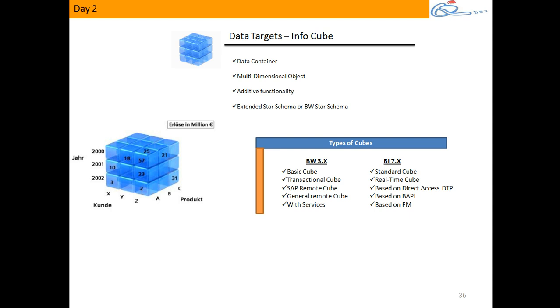So how those tables are structured and how those tables have to be joined is what extended star schema, or BW star schema, is. So SAP has given you a certain schema and a certain model or design: what tables we need to use, and how those tables have to be joined to result in this multidimensional value. That is what extended star schema is.